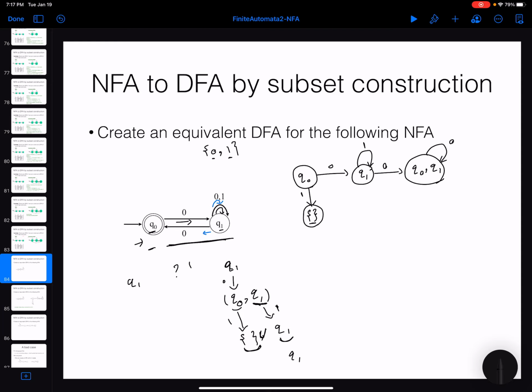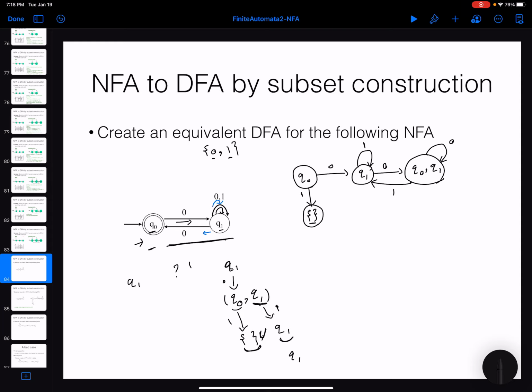right? So think about it in this way. If I am at Q0 or I'm at Q1, and I see a 1, in the next situation I can be only in Q1. Okay, so I'm done with all the transitions for that state.